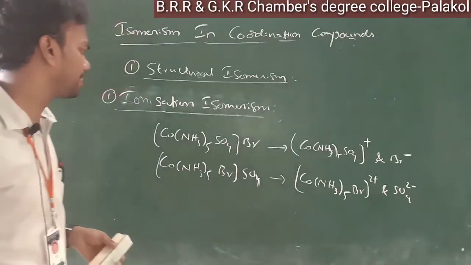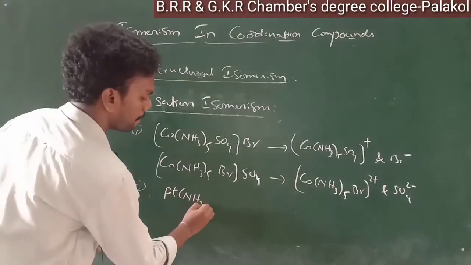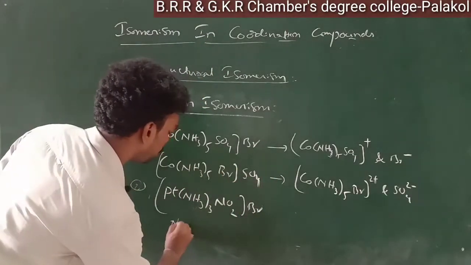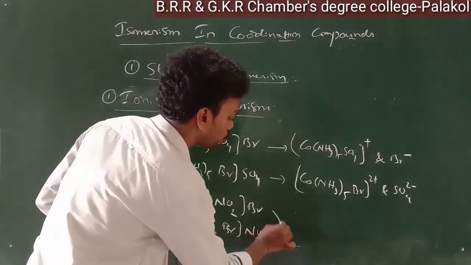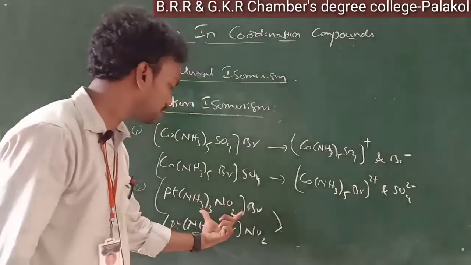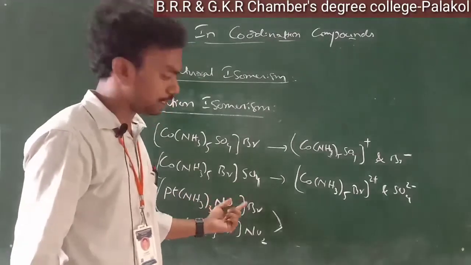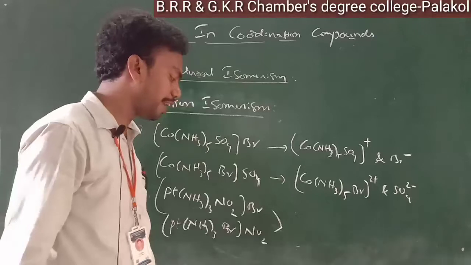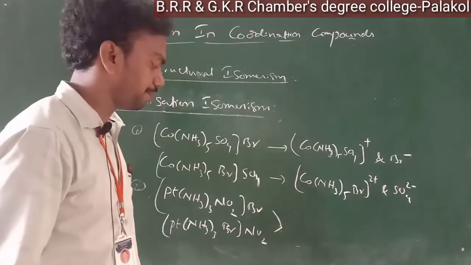Right? Let's take another example, the second example. Platinum [Pt(NH3)3NO2]Br and next [Pt(NH3)3Br]NO2. So these two are ionization isomers. Why? This complex dissolved in aqueous solution gives [Pt(NH3)3NO2]+ and Br minus. That means this complex gives Br minus anion in the aqueous solution. This complex gives NO2 minus ion in the aqueous solution, right? So these two complexes are ionization isomers, right?